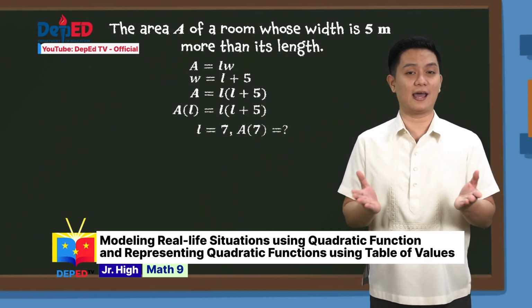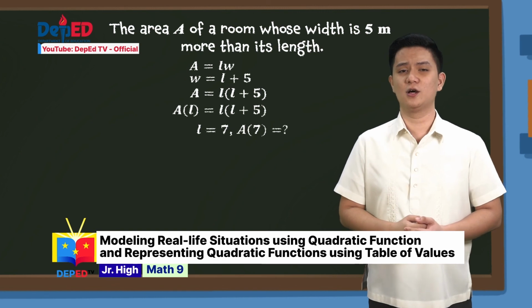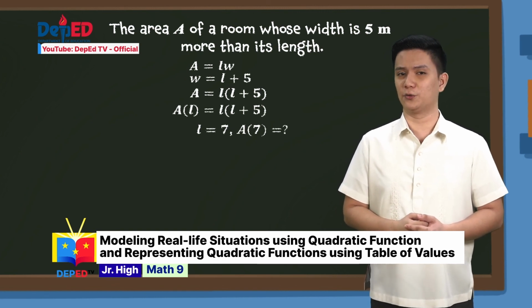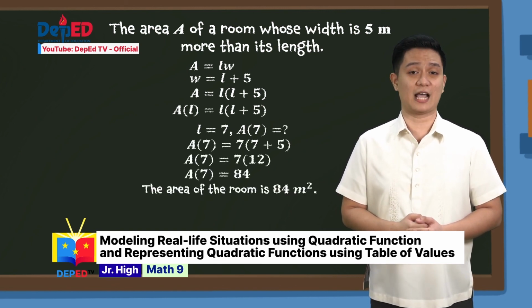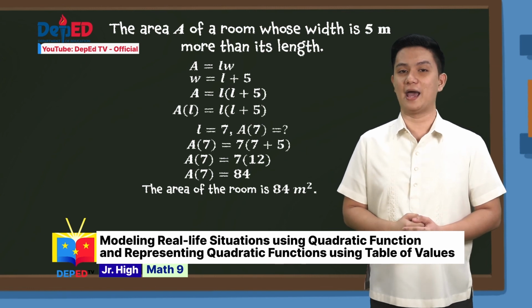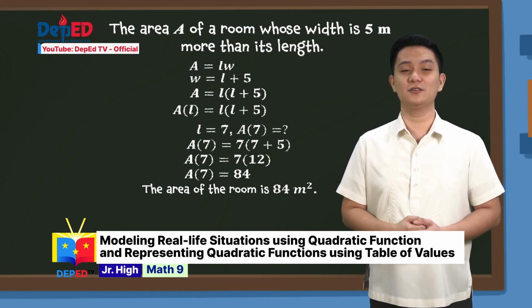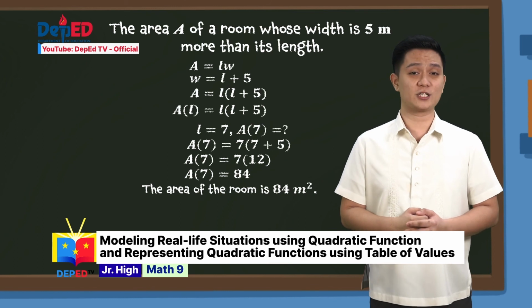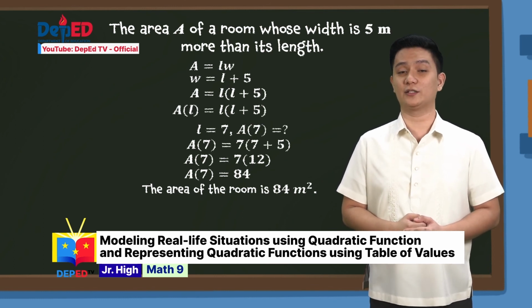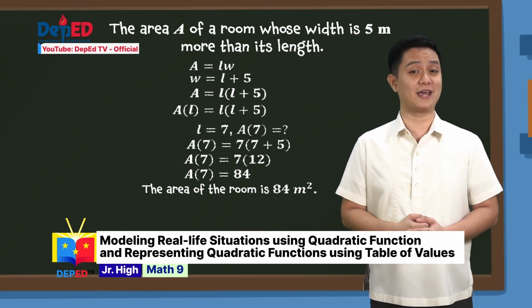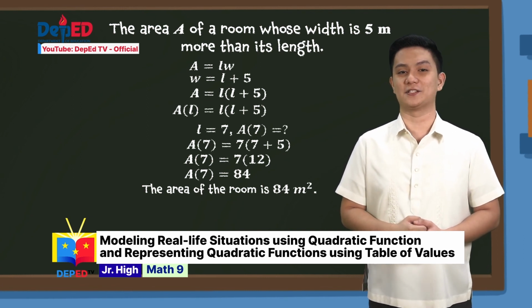Say the length L is 7 meters. What should be the area A of the room? By substituting the value of L in the rule of the correspondence, we have A(7) = 7(7 + 5), which must be equal to 7 times 12, and the result is 84. The area of the room is 84 square meters.